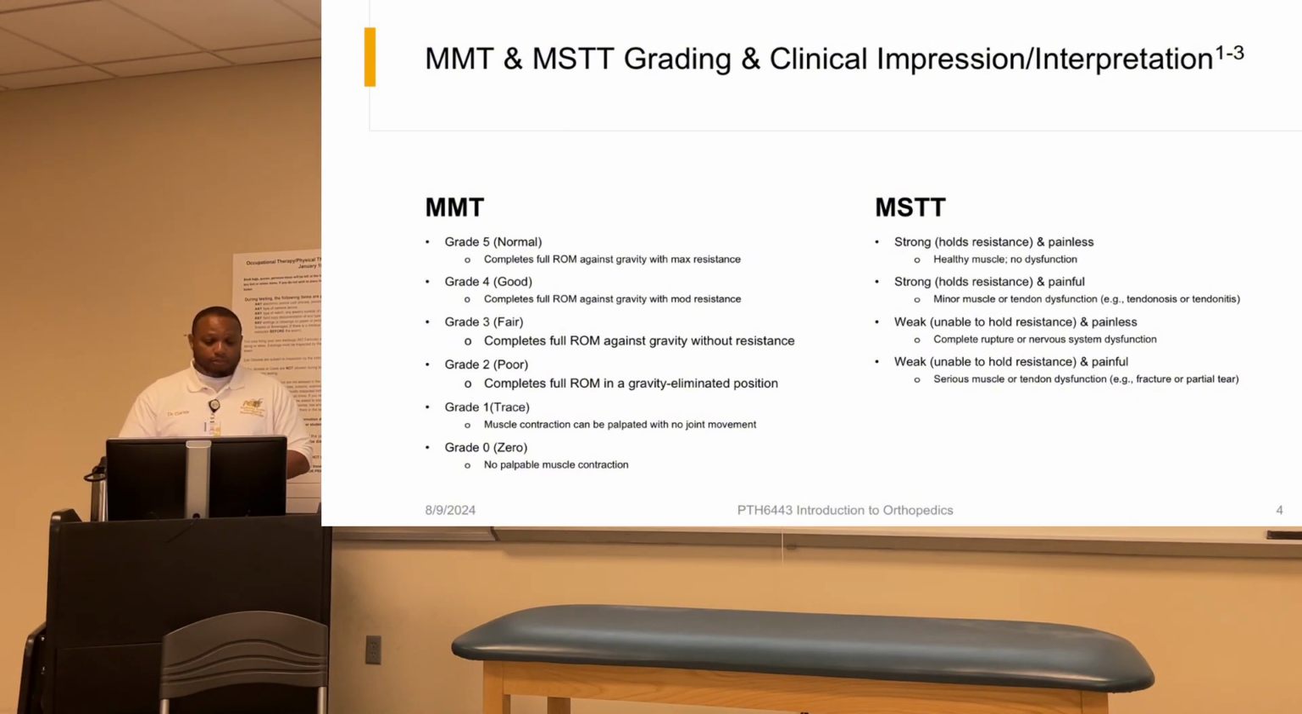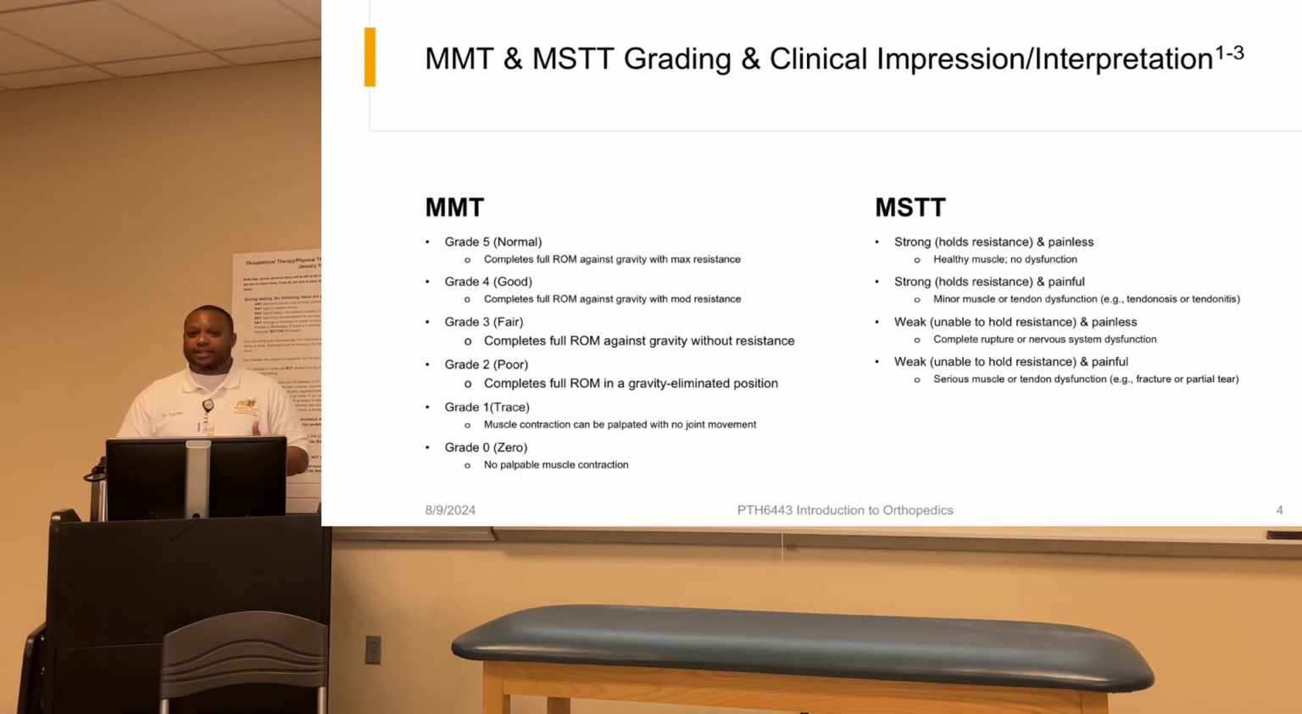Grade 1 would be a trace of muscle activity where the muscle contraction can be palpated, but no joint movement occurs. And then grade 0, no palpable muscle contraction. Now, when we talk about manual muscle testing, there are other grades.